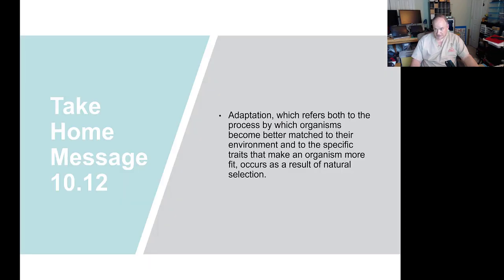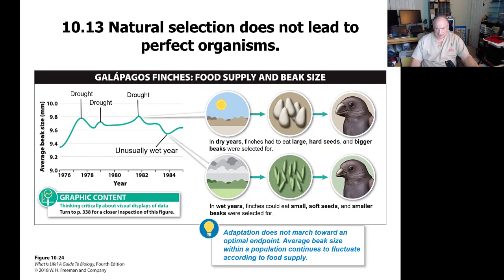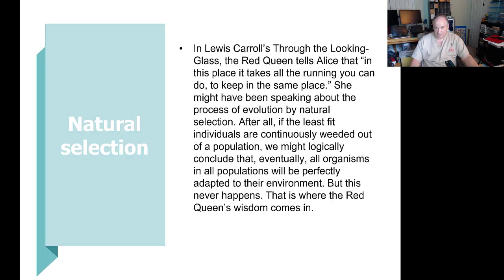Adaptation refers both to the process by which organisms become better matched to their environment and to the specific traits that make that organism more fit. And it's just logical. It's straightforward. Natural selection does not lead to perfect organisms, of course, because the most important word is change. The weather and various things dictate change all the time. In dry years, finches had to eat large, hard seeds, and bigger beaks were selected. But in wet years, the smaller beak made more sense because of the soft seeds, and that's all that was needed. So you could see the variations that would happen due to the differences in the environment.